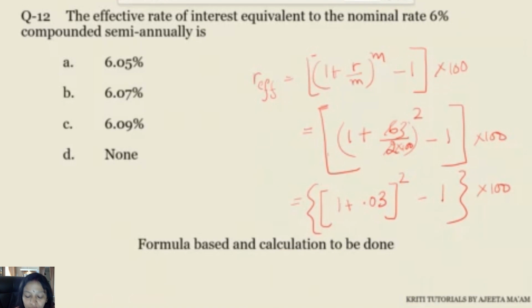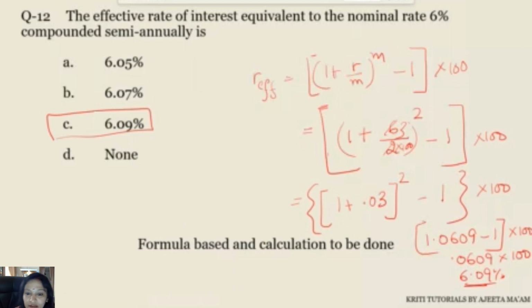So what will you get? Now this has to be done manually, because no value is given to you. So what will you get? 1.0609 minus 1, and then you have to multiply it by 100. 13 ka square you all know is 169, but we have 103, so we just have to put the zeros in places and the decimal accordingly. So what will you get? 0.0609 into 100, which comes out to be 6.09%. So what is your option? C option is correct.